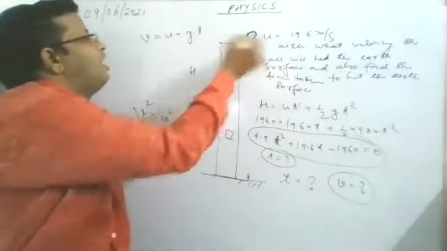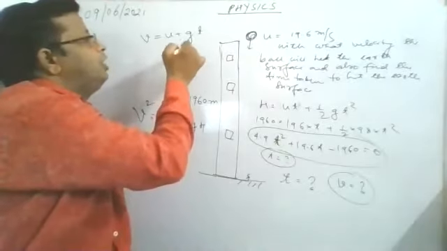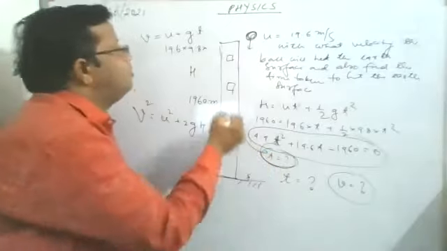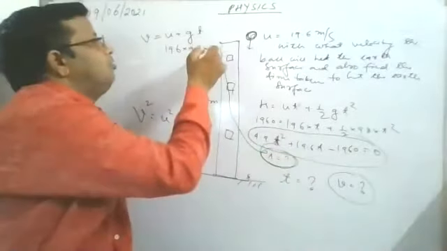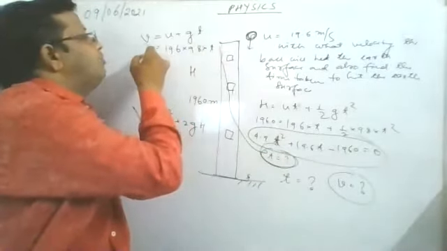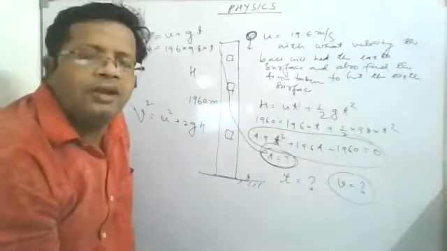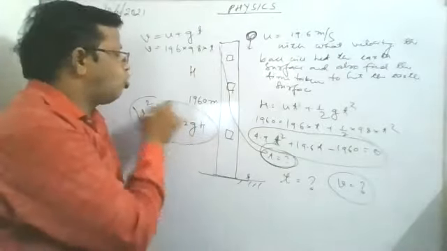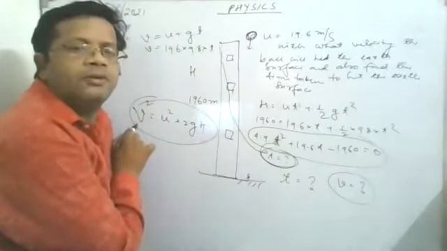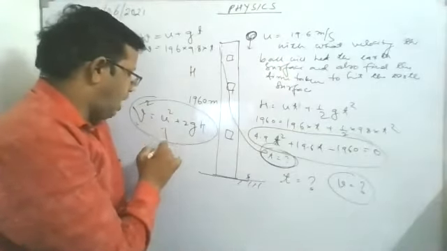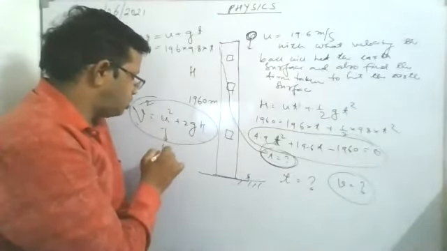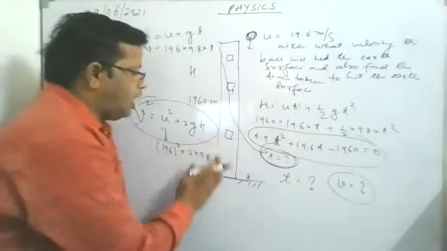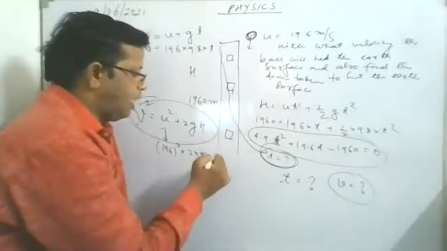Here u is given, 19.6. What is g? 9.8. And what is time? From here, when we find this one, we'll put the value of time and get the final velocity with which the ball will hit the earth surface. Now, through this formula we can also solve. This is the final velocity. What is the initial velocity? 19.6. So 19.6 square plus 2 into 9.8 into the height of the building, 1960 meter.